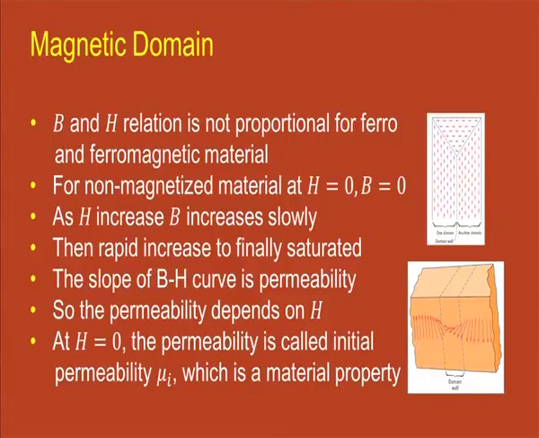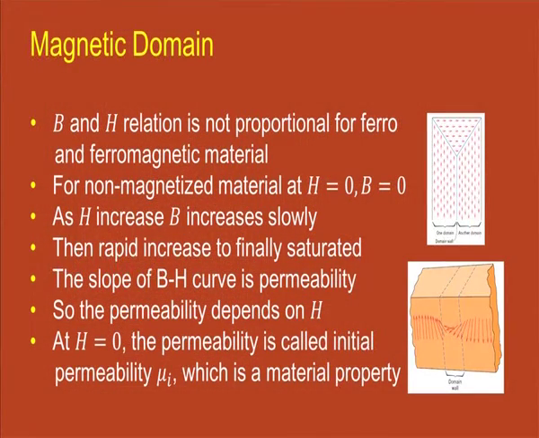Now, if we study these magnetic materials in terms of the magnetic domain, then we have to represent the internal magnetic field strength with respect to the variation of external magnetic field strength. The B and H relation is not proportional for ferro and ferrimagnetic materials. For non-magnetized materials, at H equal to 0, B is equal to 0, but as we increase H, B also increases slowly and it reaches saturation at some point.